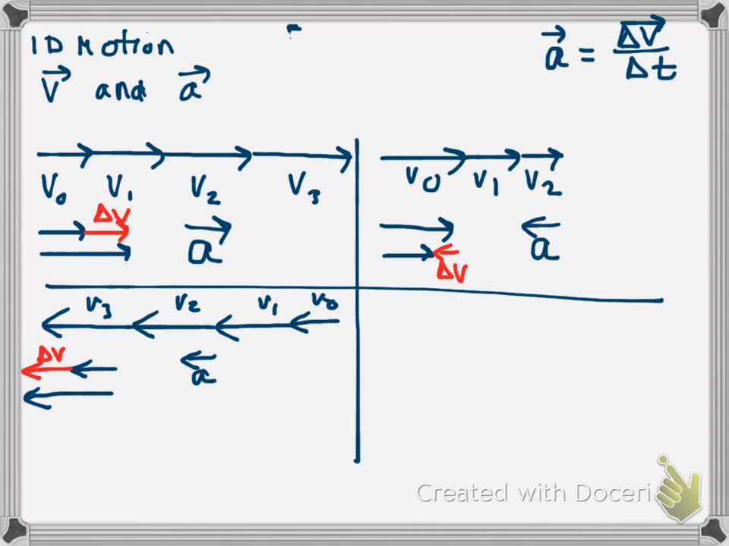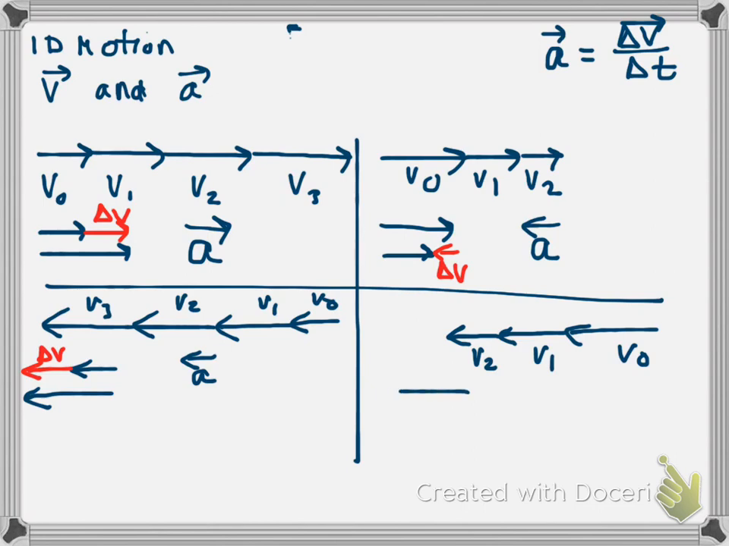A matches the direction of the delta V vector, not necessarily the direction of the velocity vector. Notice that V and delta V sometimes are in the same direction, sometimes not. Here's another example, last case. Moving to the left, but these vectors are getting shorter. Shorter by the same amount every time.